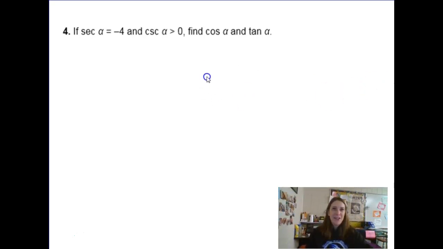Alright, secant of A is -4. Cosecant is positive. Alright, so secant is friend to cosine, so he's negative, so it's one of these quadrants. Cosecant is friend to sine, so that's up here in quadrant 2, if he's positive.